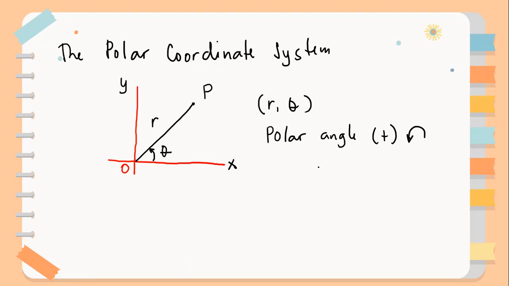Now, the fixed line OX is called the initial line, or the polar axis, and point O is the pole, or origin.